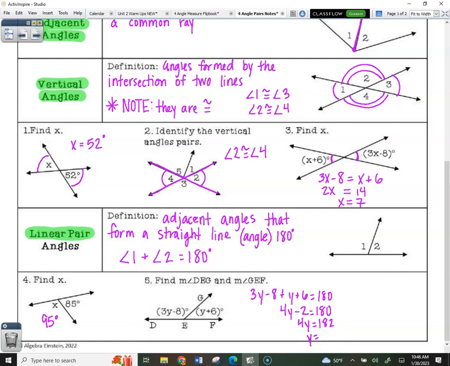What'd you get? 45.5. Now, how do we go back and find the measure of the two angles? Yeah, you just plug it in. So you go to your calculator and do 3 times 45.5 minus 8. Then you would do 45.5 plus 6. Did you get 128.5 and 51.5? Perfect.